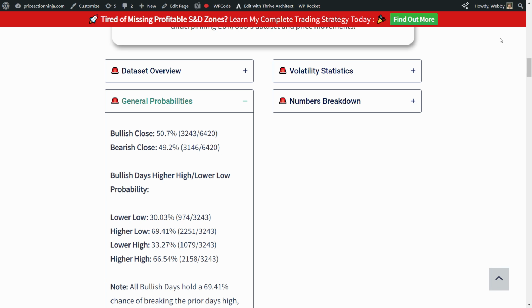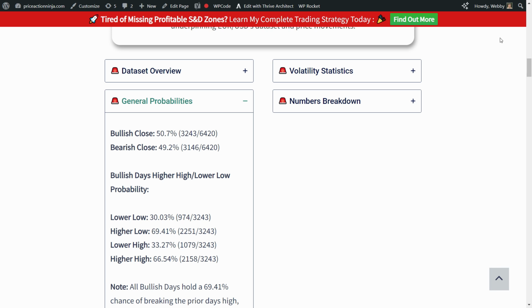Is this useful in your trading? Probably not on its own, but check out the daily high and low break probabilities just below. The odds of a bullish day forming a high higher than the previous day's high are a solid 66.54%. That's nothing to scoff at. In fact, it suggests a bullish day will break the previous day's high 6 out of 10 times. For a higher low, the odds are even more impressive, sitting at 69.75%, basically 70%.